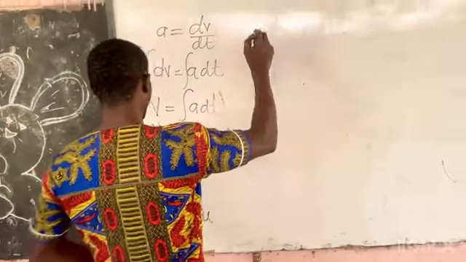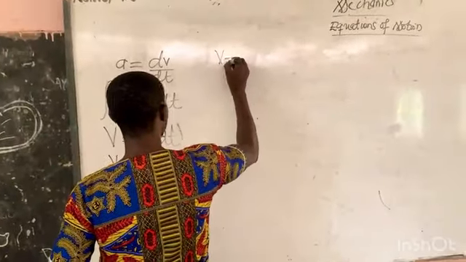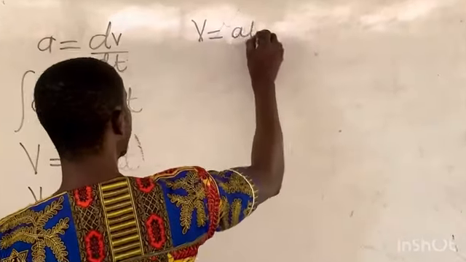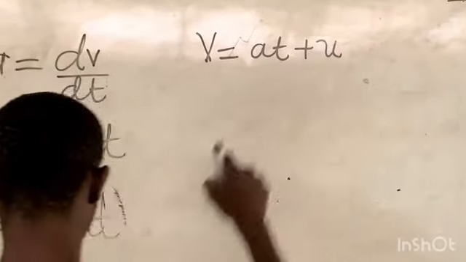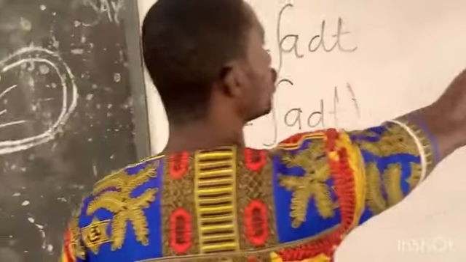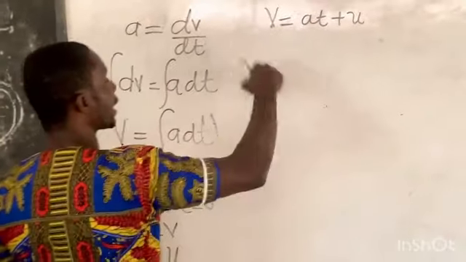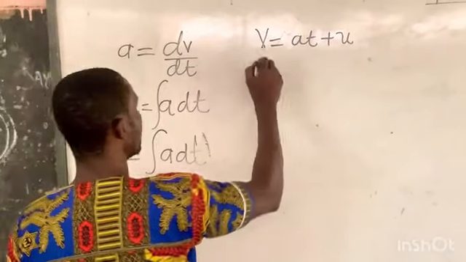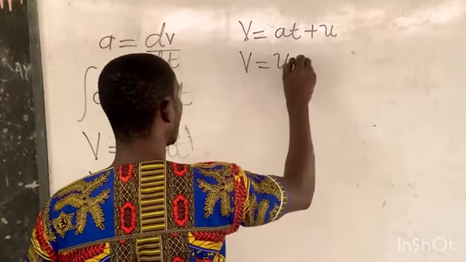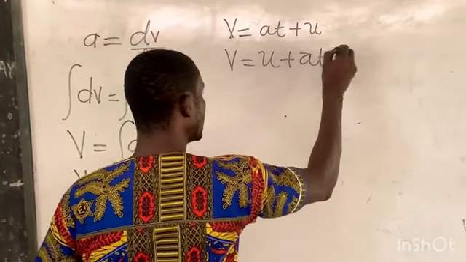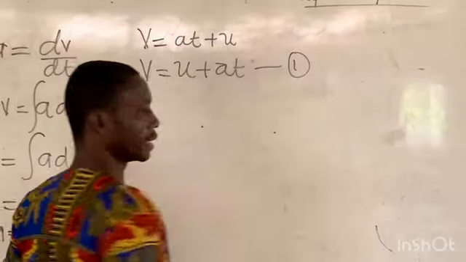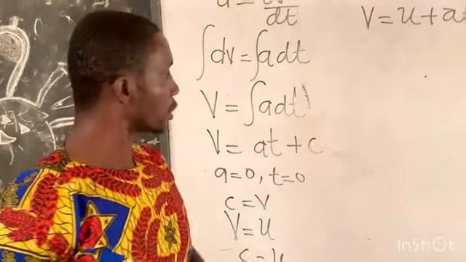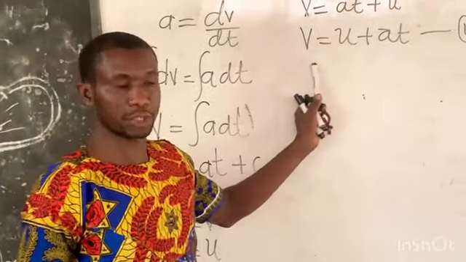So in that case, I will get v is equal to at plus u, because the arbitrary constant c is now u. Rearranging it, v is equal to u plus at. Let's make this equation 1. This is the first equation of motion.